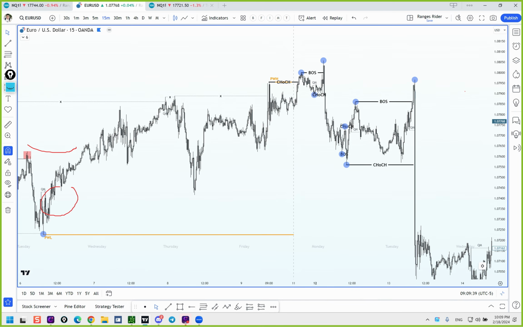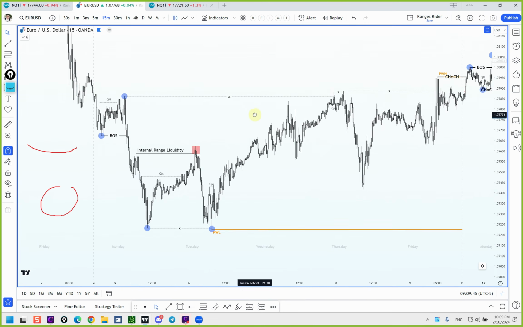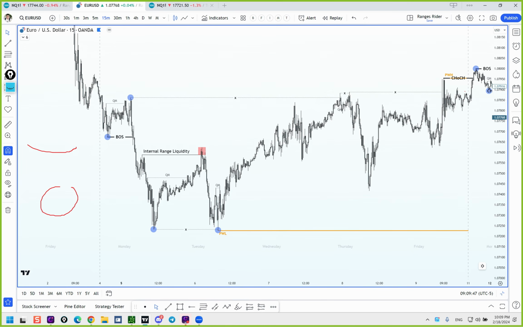Hello. Yes, yes. Can you shift your chat? Can you adjust your chat a little? Okay. Now I'm talking about entering this market. After the internal range liquidity has been taken, how do we know that we should be entering from here?